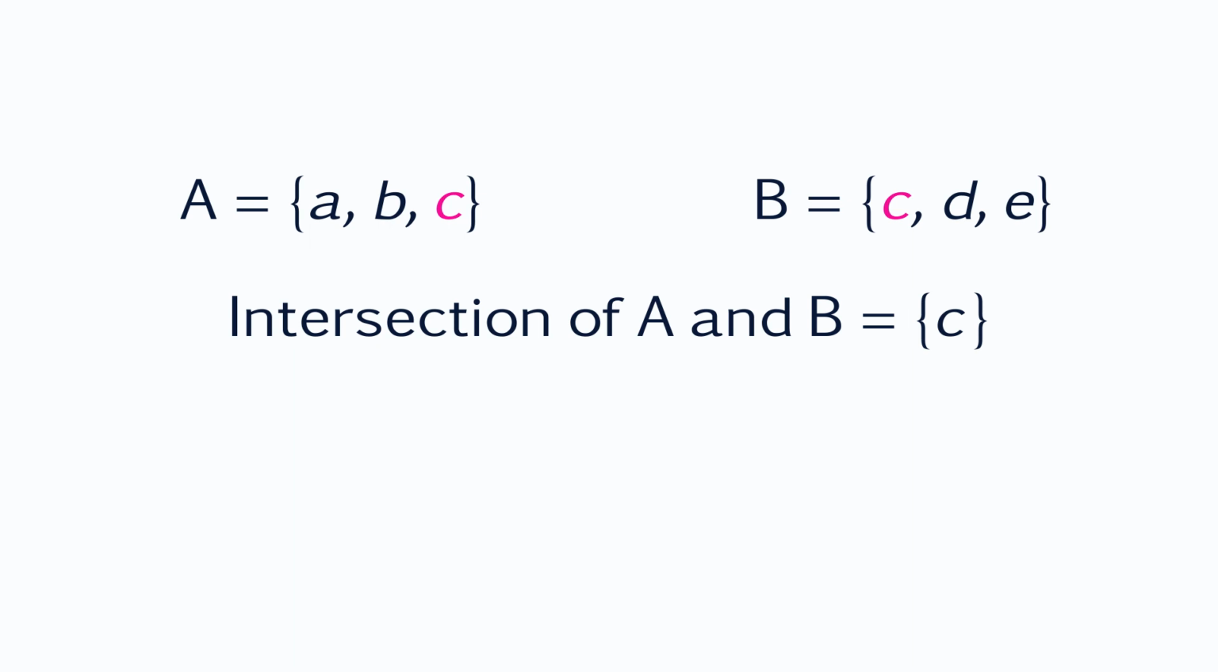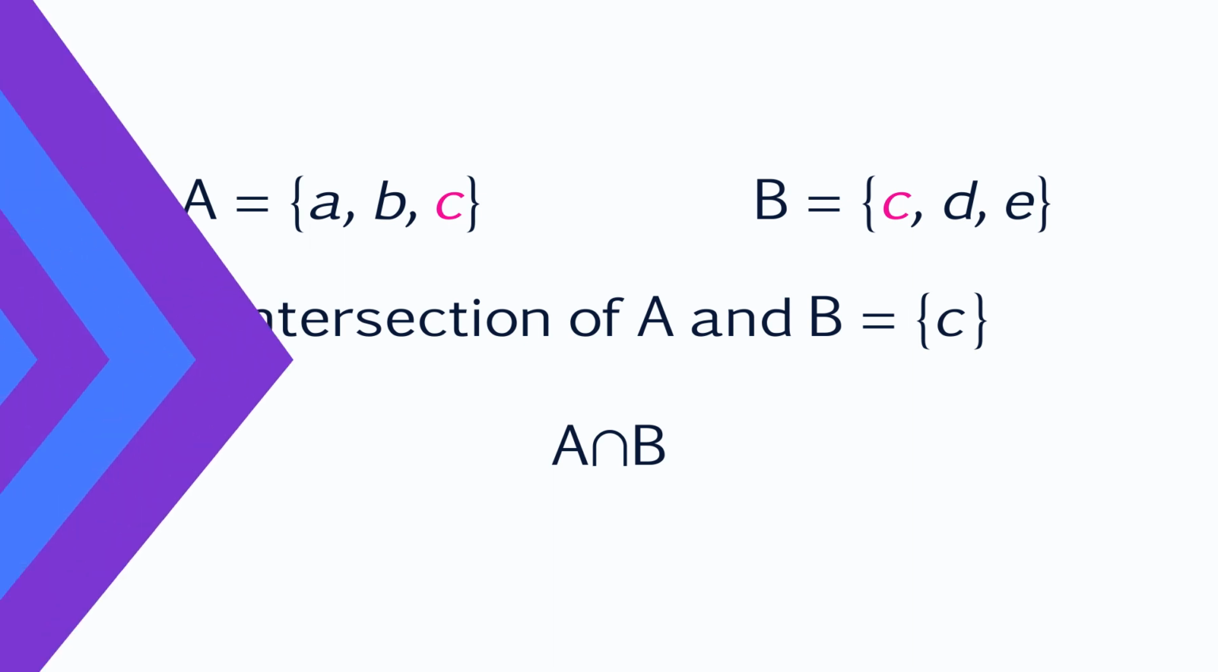The symbol used for an intersection is this. You may think of it as an upside-down U or a frown. You write it like this: A intersection B. Let's explore this more with an example.